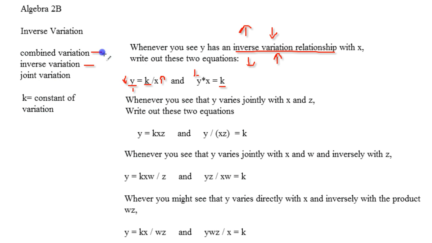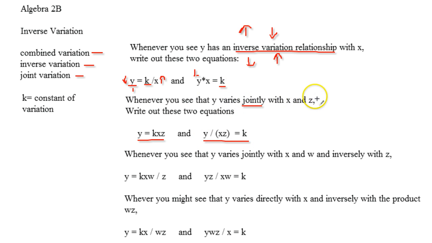All right, now combined variations. Now that we know two different types of variations, combined variations and joint variations are actually just going to be what happens when you do multiple variations in one problem. So for example, this first one's going to be jointly. So whenever you see that y varies jointly with x and z, it's just like a direct variation relationship. Y equals k times x times z, and y divided by x times z equals k. So remember, these two are the two equations you're going to need to use when you see jointly with two other variables.